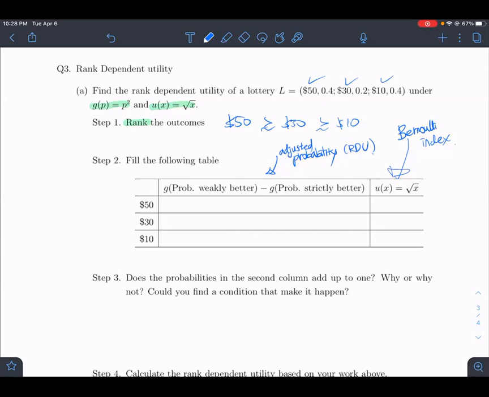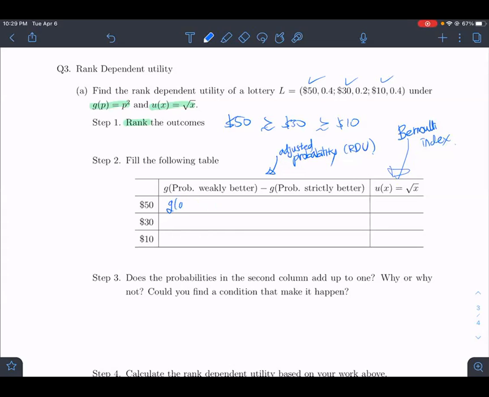So how do you do that? How do you calculate rank-dependent utility? We do it this way. So for the first one, start from the best one. We have G. Now, what is the probability of having an outcome that is weakly better than $50? There is only one such outcome, $50 itself. And the probability of getting $50 is 40%, 0.4. So I put this one here.